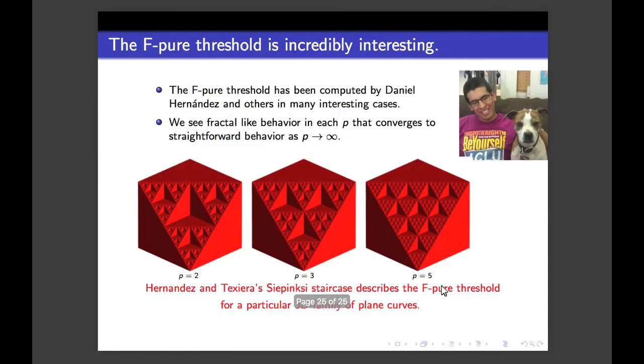So I just have one more slide because I want to show you cool pictures. The F-pure threshold is incredibly difficult to compute, but it's incredibly interesting. These pictures are the work of Daniel Hernandez here. He is an assistant professor now at Kansas, a former grad student of mine, and he is probably the best expert in the country on computing the F-pure threshold. And with his collaborator, Teixeira, they've been computing all kinds of interesting examples.